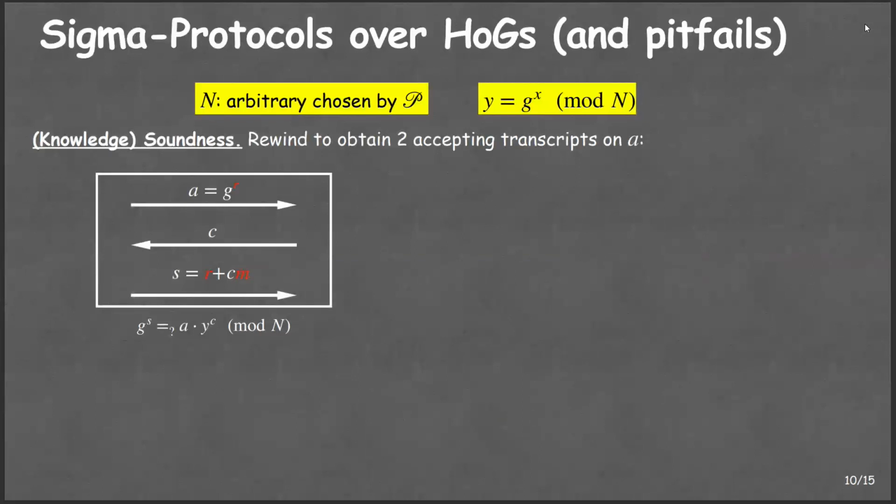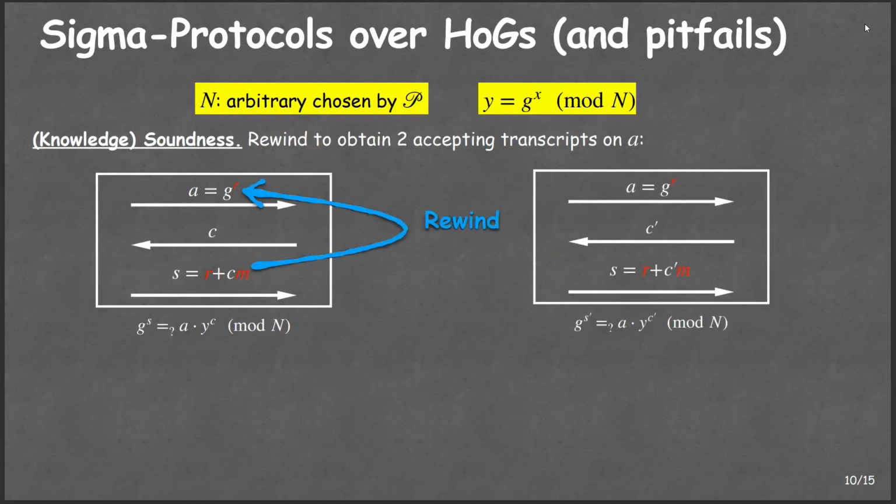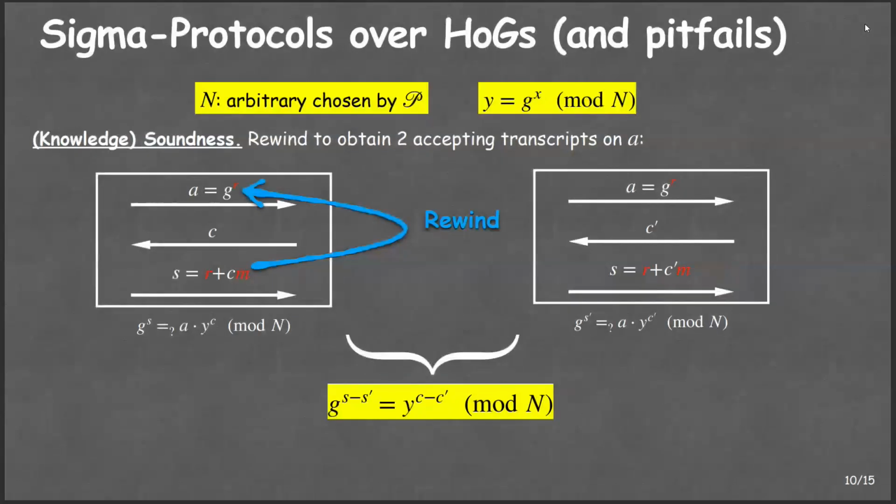Now, how do we prove knowledge soundness in sigma protocols? Normally, we want to construct an extractor that extracts a witness if the proof is verified. So this extractor runs the protocol once in order to obtain a first accepting transcript. And then the extractor rewinds back to the first message in order to obtain a second accepting transcript on the same first message. Why do we insist so much on having the same first message? Well, if you observe the verification equations of the two accepting transcripts and divide them, we can get rid of this first message A, and we get something of the form G to the S minus S prime equals Y to the C minus C prime. So we are almost there.